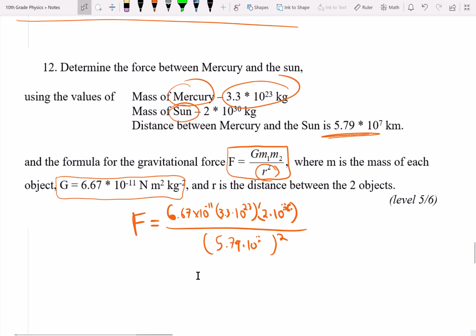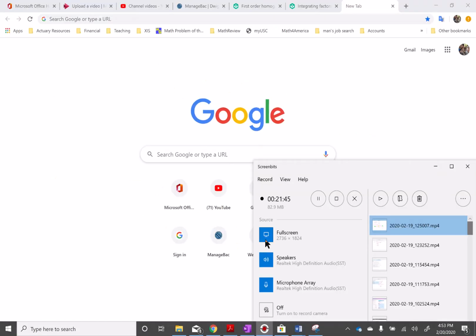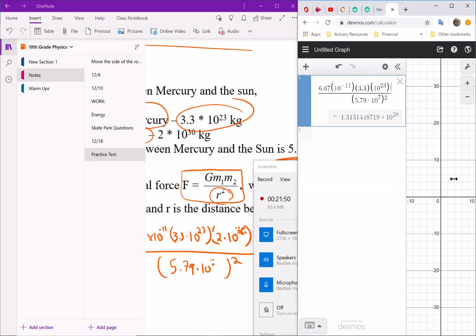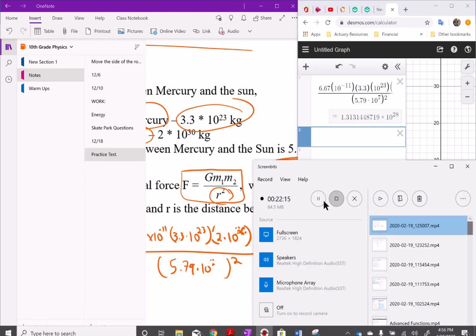Maybe I'll try to get Desmos up and show you. Okay, so I already did this on Desmos. You can see what I entered here. And you can see the result is this, right? So the force of gravity between Mercury and the sun is 1.3 times 10 to the 28th. It's quite a lot of force, right? Felt between those two objects. But again, it's really easy just plugging it in. So if you get a question like this on the test, just plug it into the formula. It shouldn't be a big deal.